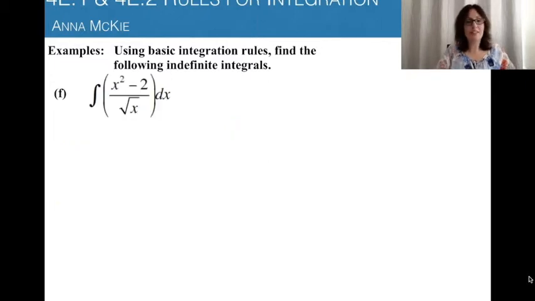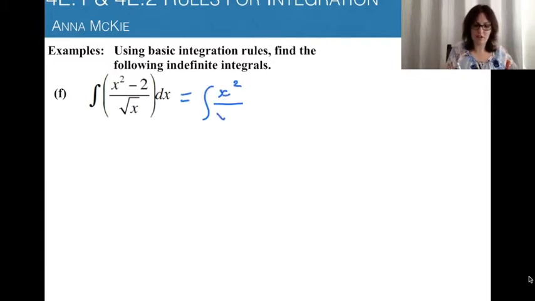Next. Once again, this function here looks like a single term, but we can split it into multiple terms. The first step is that x squared can go over root x, and we're going to subtract off 2 on root x and put dx on the end there.